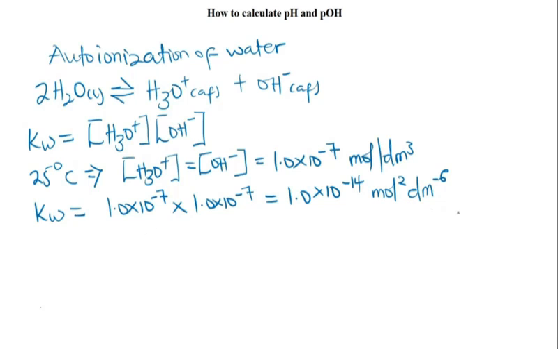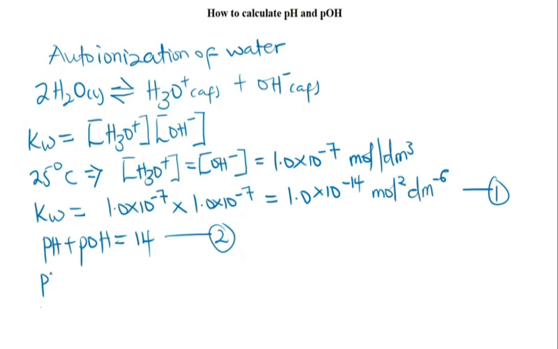Now let's make this equation 1. Another very important equation we need to note before we go on to see how to calculate pH and pOH is pH plus pOH is equal to 14. This is also very important.